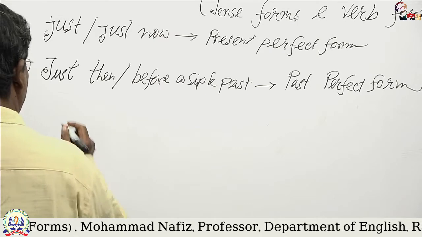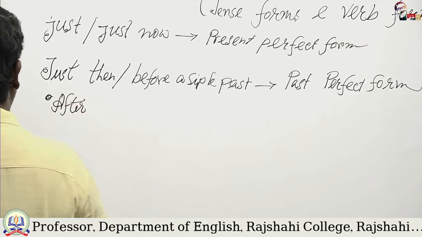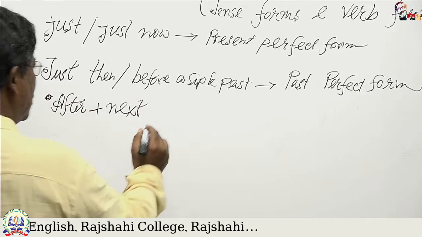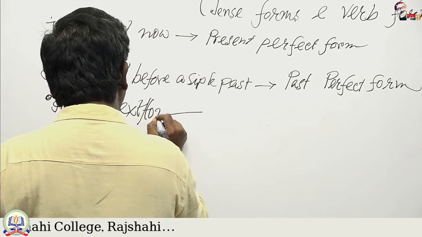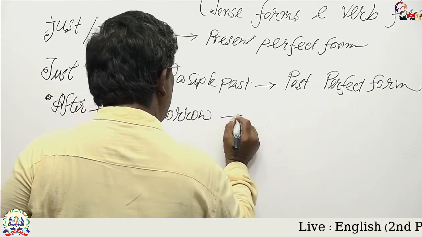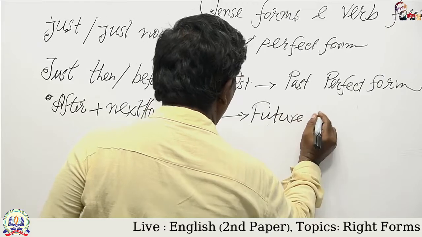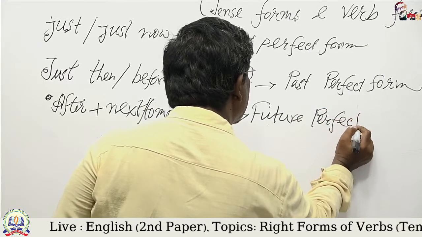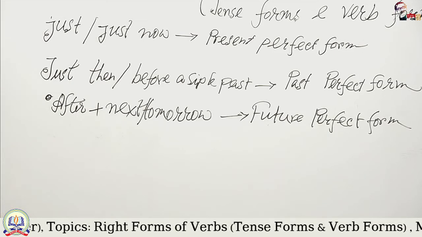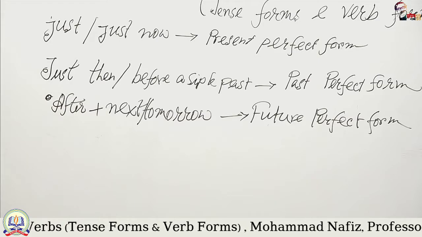And if you have after plus next, you will use the verb next or even tomorrow. You will present the target verb in the future perfect form. Thus, we have learned how the present perfect form, the past perfect form, and the future perfect form is determined in the sentences.